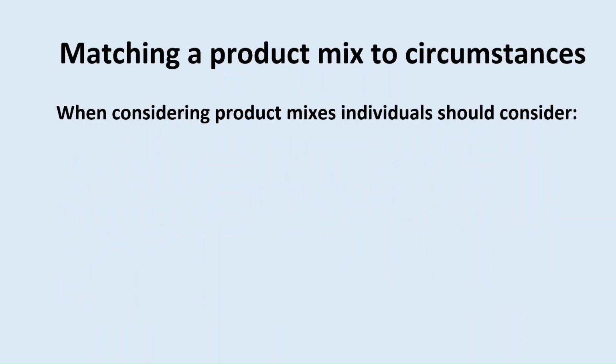So, how do we match a product mix to individual circumstances then? Well, when considering product mixes, individuals should consider their attitude to risk. How much risk are they willing to take on board, and what level of risk are they comfortable with? They should also consider the time scale they have. If they have to or are eager to get a very high return in a very short amount of time, they may be having to accept a higher level of risk.